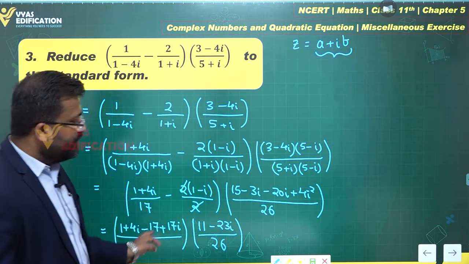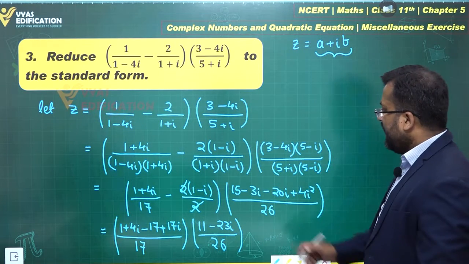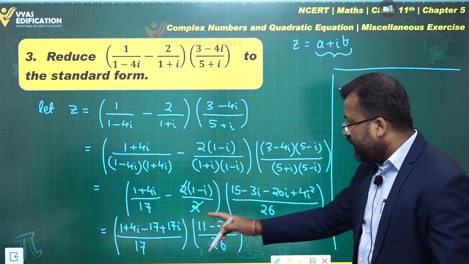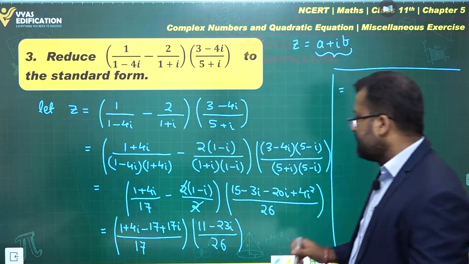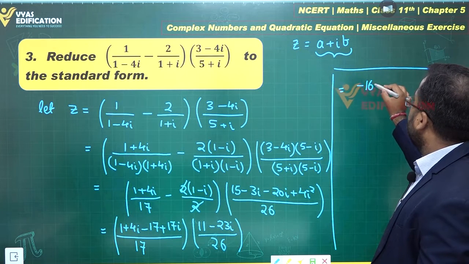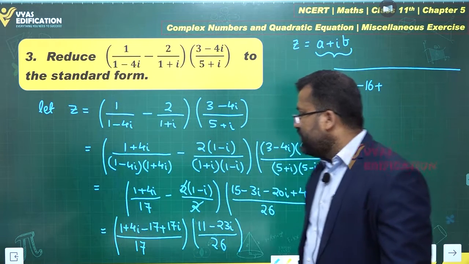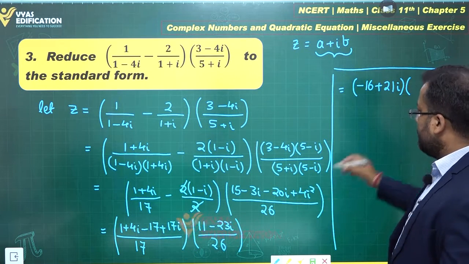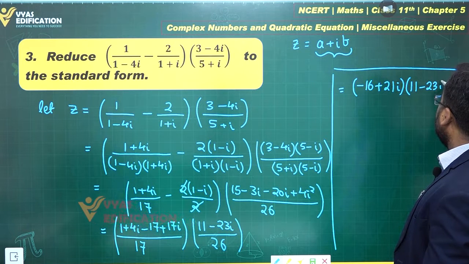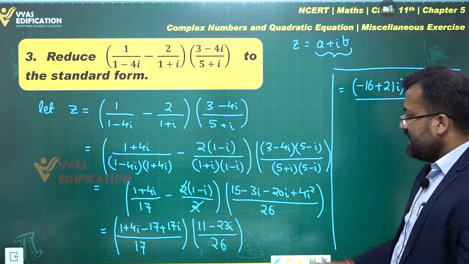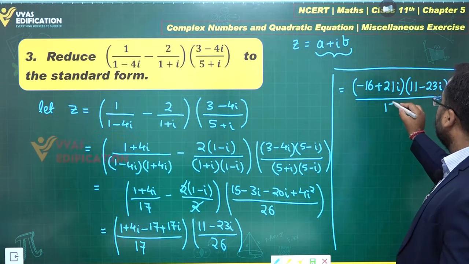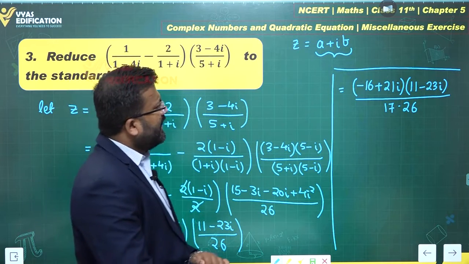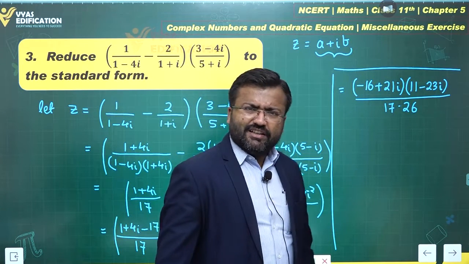As you can simply see, we have two complex numbers getting multiplied in the numerator, and in the denominator we have 17 times 26. We can handle that, right? So this converts to what? What I'm getting is 1 minus 17, which is minus 16, plus 17 plus 4 is 21i. And this gets multiplied with 11 minus 23i over 17 times 26. I hope that's correct. How do we do it? We simply multiply the numerator.